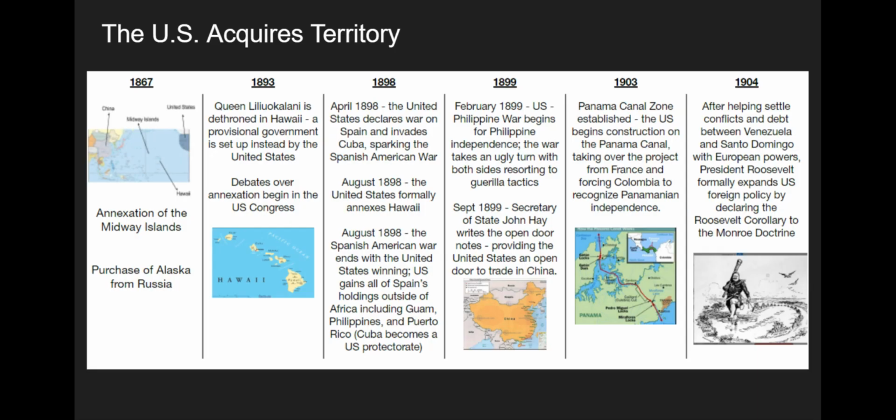After the Spanish-American War, we go off and we get involved in a whole bunch of other places. So take a careful look at this timeline. Here are the main ones you should know. It's like the first thing ever, we purchased Alaska. But then we get involved in Hawaii. Queen Liliuokalani is a sovereign monarch of this island nation, and we basically take over it.